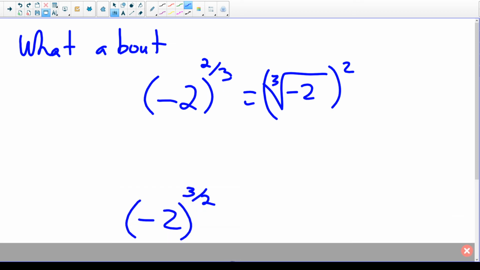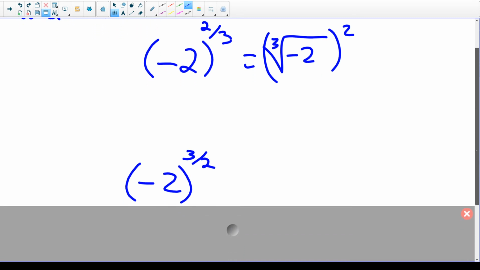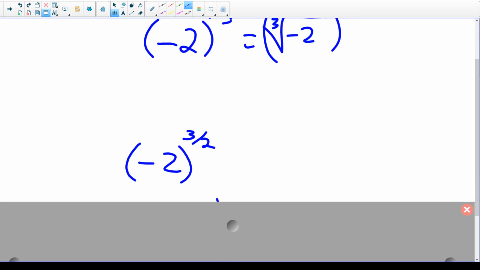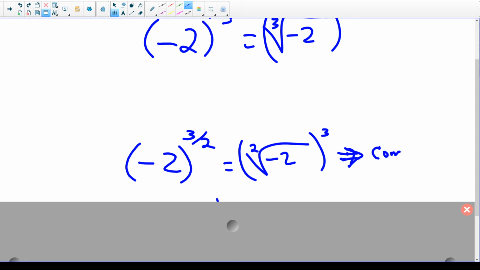But what about this one? So here, we'd have the square root of negative 2, all to the power of 3. This is, that's an arrow, sorry. This is complex, right? You would have an i show up because you're square rooting a negative number.